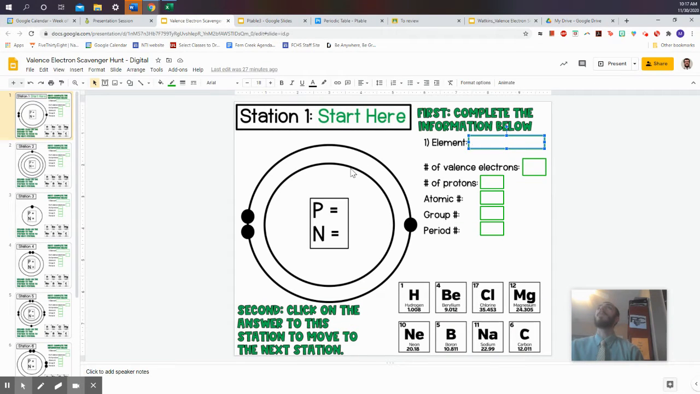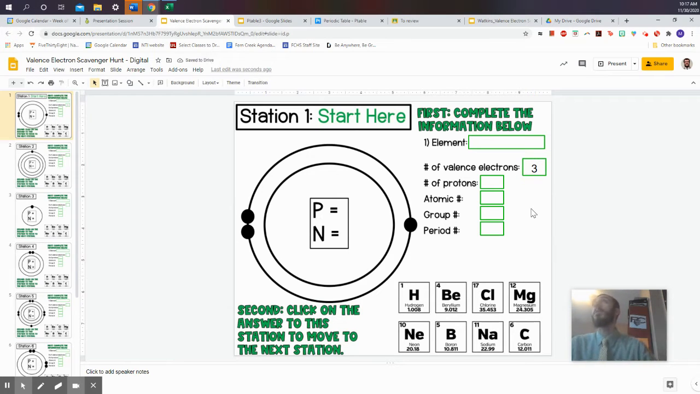All right, so the very first thing I'm going to do is figure out what element this is. Now, this is going to be a little tricky. So we need to do two things. The first thing we need to do is look at how many valence electrons it has. And then secondly, we need to look at how many electron shells it has. So valence electrons, 1, 2, 3. Those are the electrons on the outside of this atom. So it's going to have 3 valence electrons.